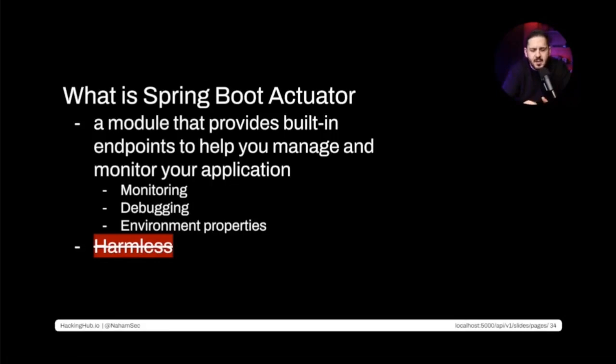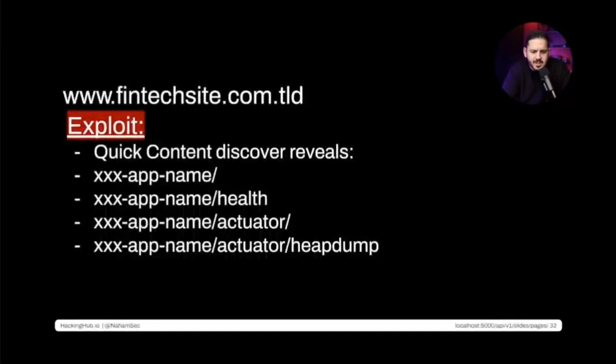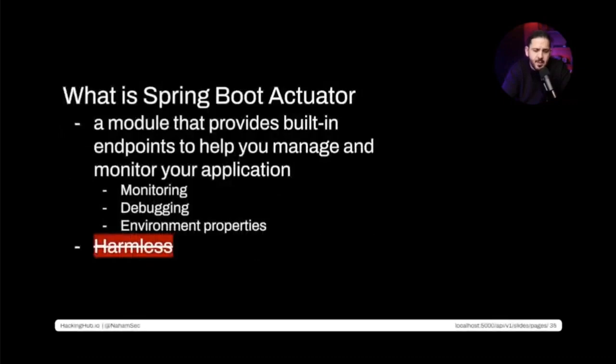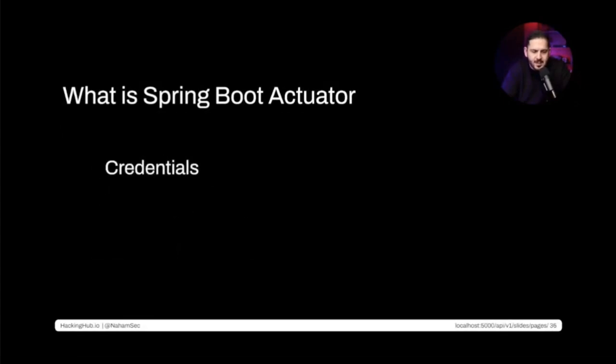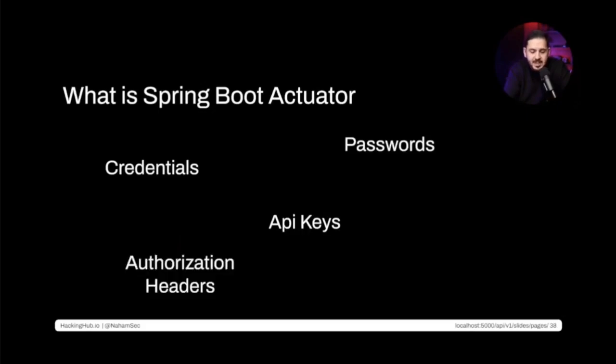You have env for your environment variables. You have heap dump. You have HTTP trace. You have beans. You have all these different ones. The important one is the one I talked about earlier, the actuator heap dump. The heap dump is just a snapshot of the memory, right? When you get access to that and go through it, a lot of times you can find credentials, API keys, and passwords. You can also go after authorization headers and custom headers that could be used to authenticate, and look for cookies too.